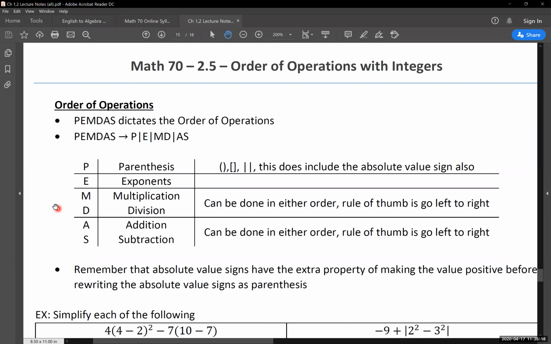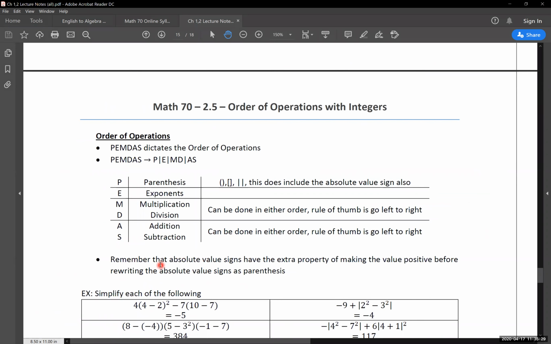The only thing that we're now adding in is that we did work with the absolute value sign. So we need to make sure that we are using that correctly. And I did put a note in here for you guys as well. Remember that the absolute value signs have the extra property of making the value positive after rewriting the absolute value signs as parentheses. So we treat them just as if they were parentheses. So simplify everything inside the absolute value sign first. And then after we have a single value in there, then we are going to apply the actual property of the absolute value sign, which is to make that value a positive number.